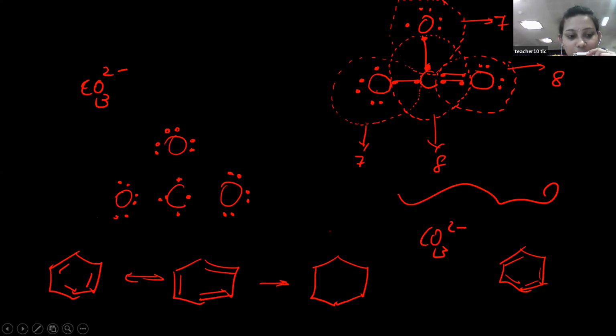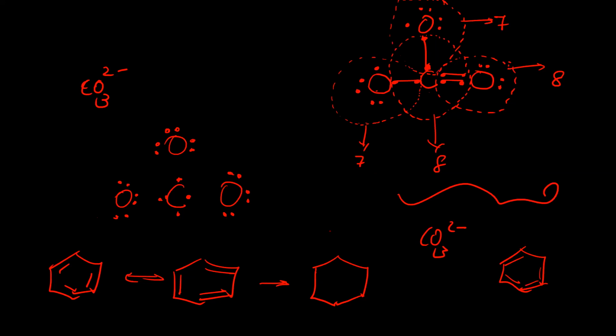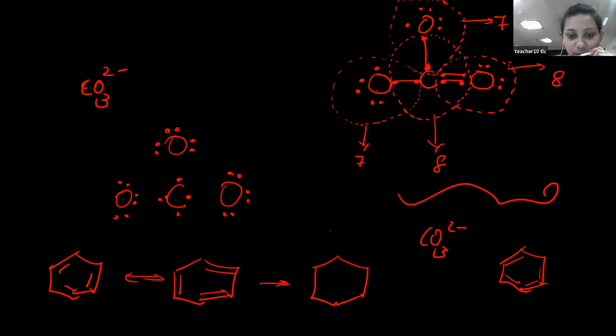I will explain how the sigma bond is formed and how the pi bond is formed. These single bonds are nothing but sigma bonds, and this double bond is a pi bond. I will explain how this sigma as well as pi bond is formed. Is this clear? Is it okay?